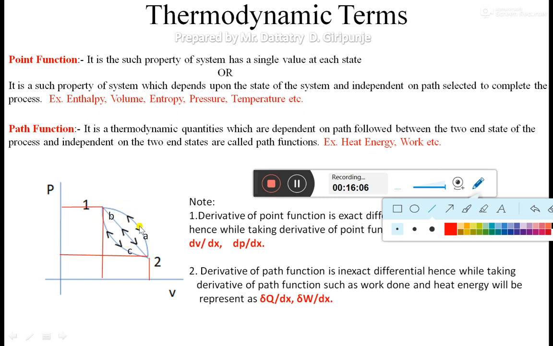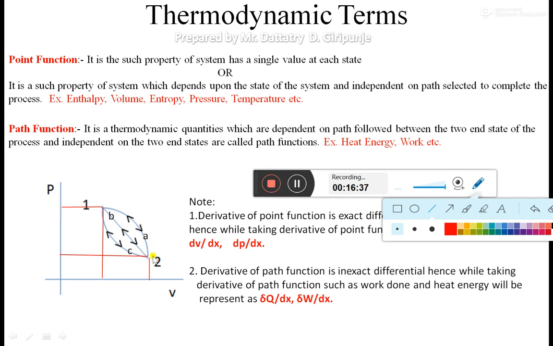So this property is such a characteristic of a system which does not depend on the path followed by the system to complete that process. That process may be isothermal, that means a constant temperature process, a constant pressure process, or a constant volume process. It doesn't matter. Through a constant temperature process, a constant volume process, or a constant pressure process, the state will remain the same.